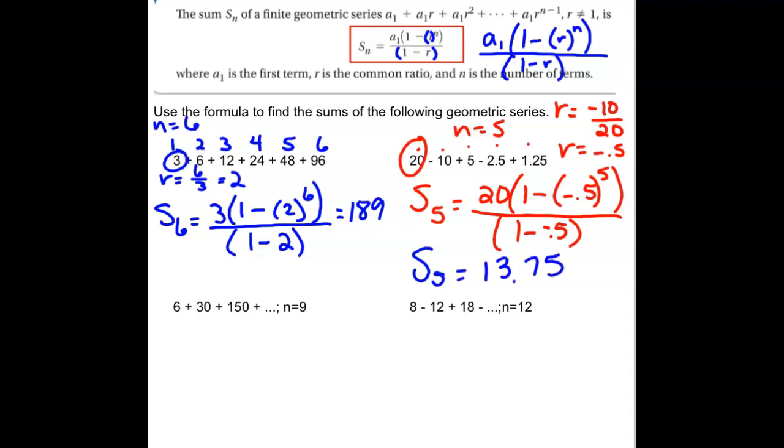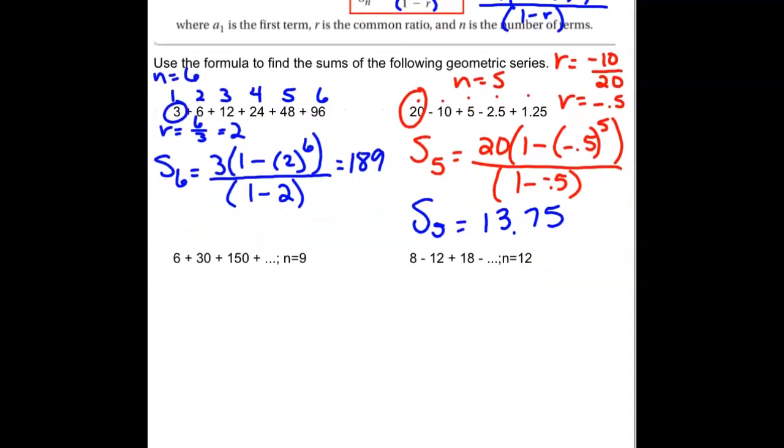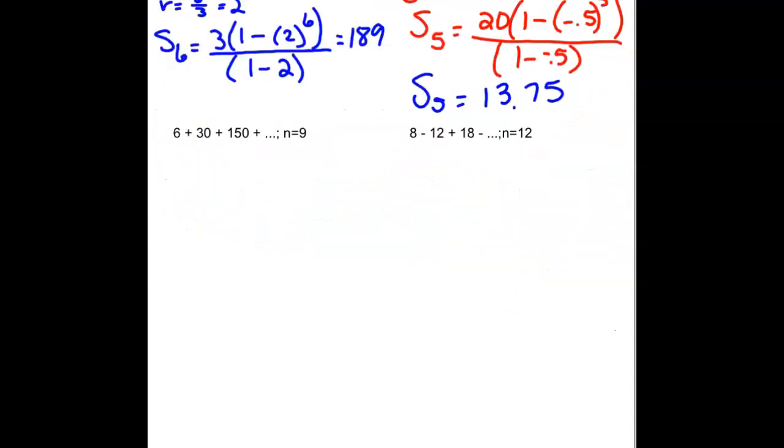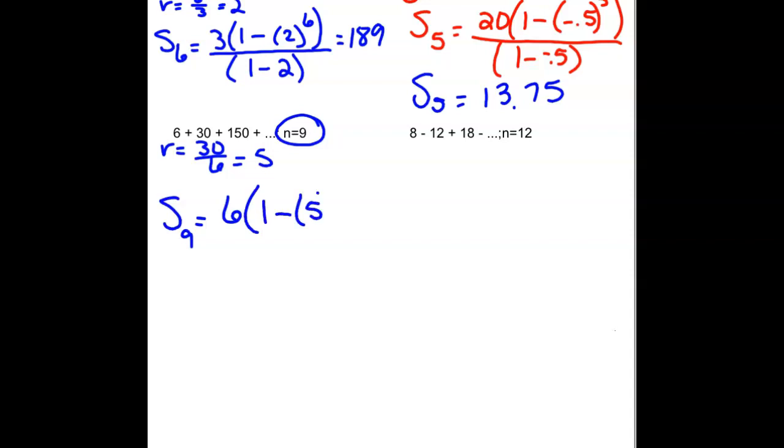Now those were fairly small sequences of numbers, so we could have just typed them in our calculator and added them up. But when we have sequences that are much longer, that's not very convenient. So our next one, we have a dot, dot, dot, but this little n equals 9 at the end tells me that our sequence is only going up through that 9th term. Our r value is 30 divided by 6, or 5, so we're multiplying everything by 5. All right, so let's sum our 9 terms. We take our first term, which is a 6, 1 minus our r value to the nth power, in this case 9, and then denominator 1 minus the r value.